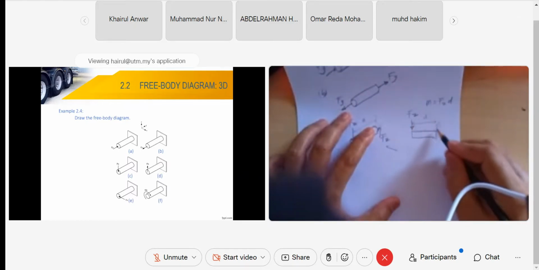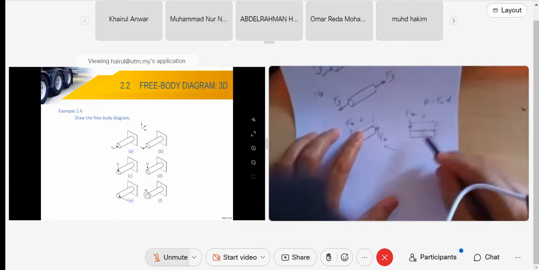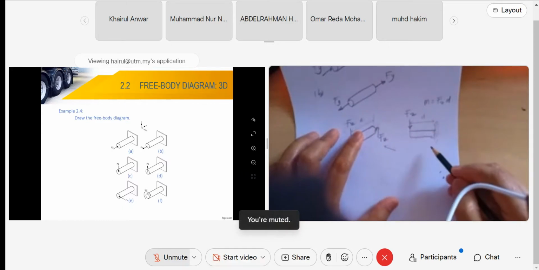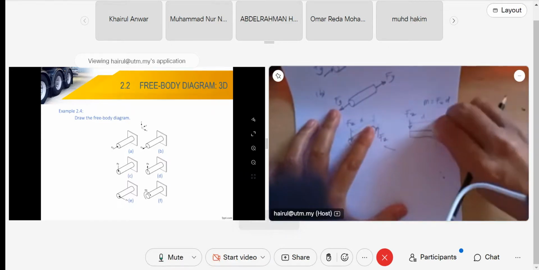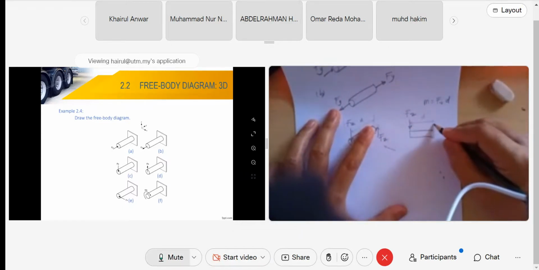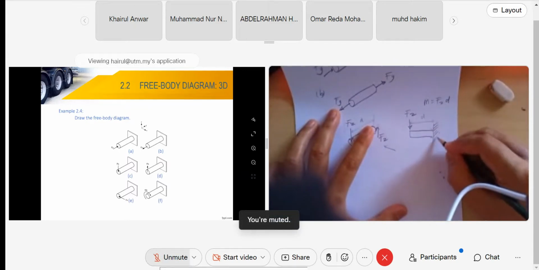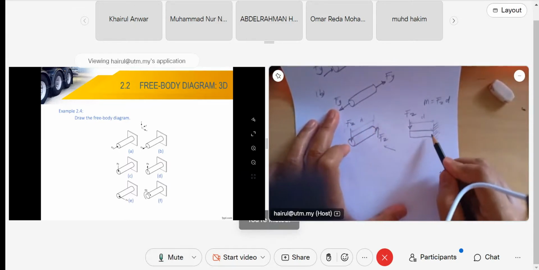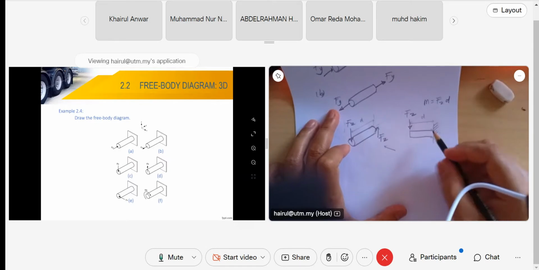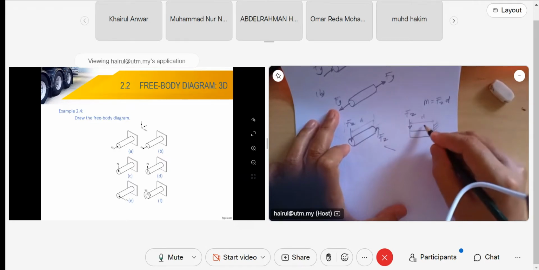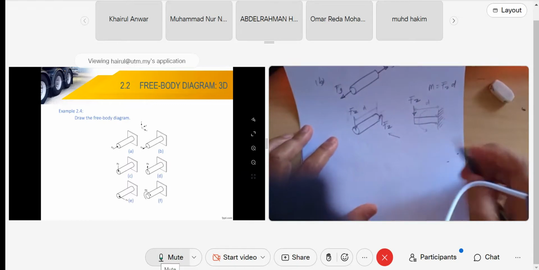This, are you watching my live video? Can you see? Class? Hello, class. Okay, If we look from the right side view, so moment. So this FZ time, it produce moment of counterclockwise. Betul tak? Counterclockwise moment, right? Moment.